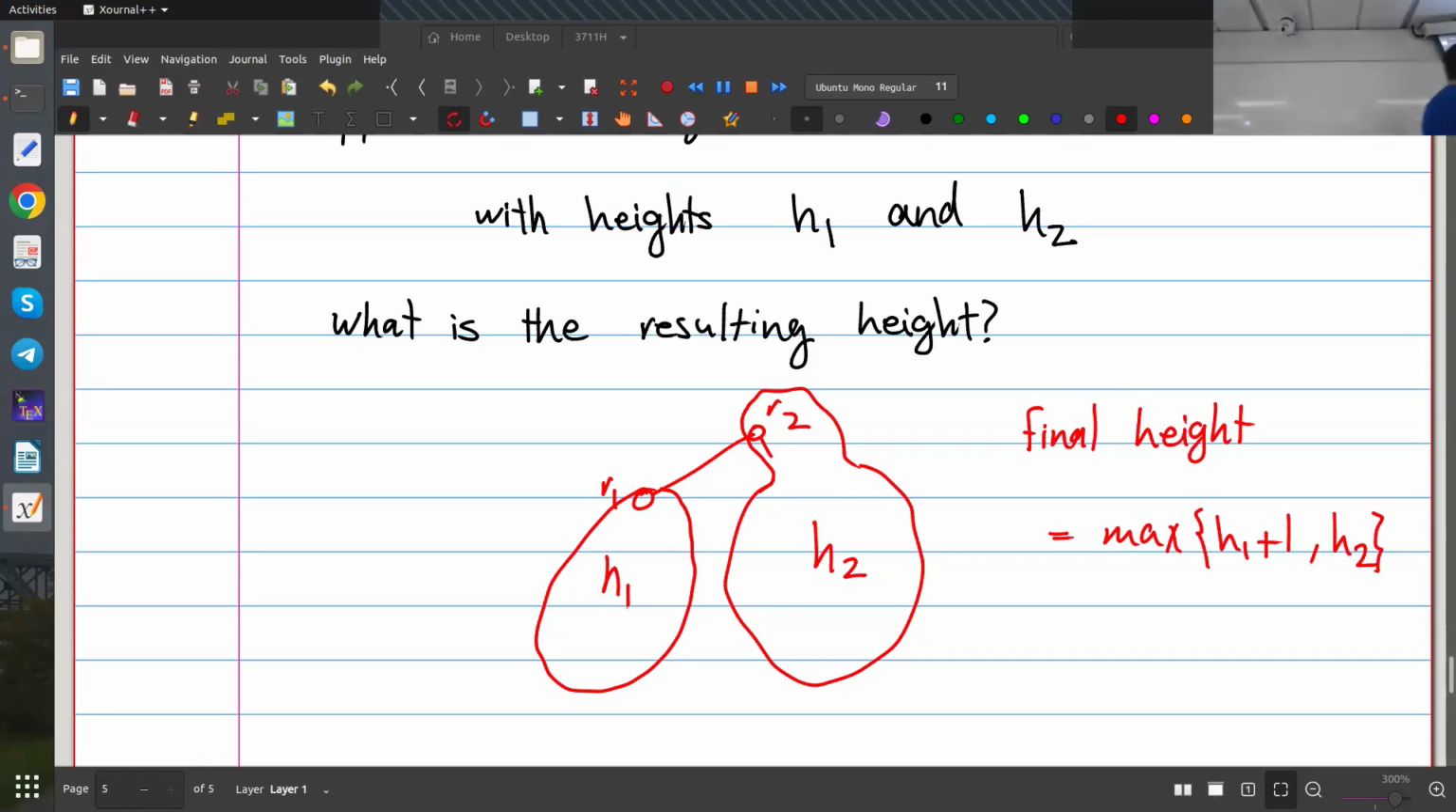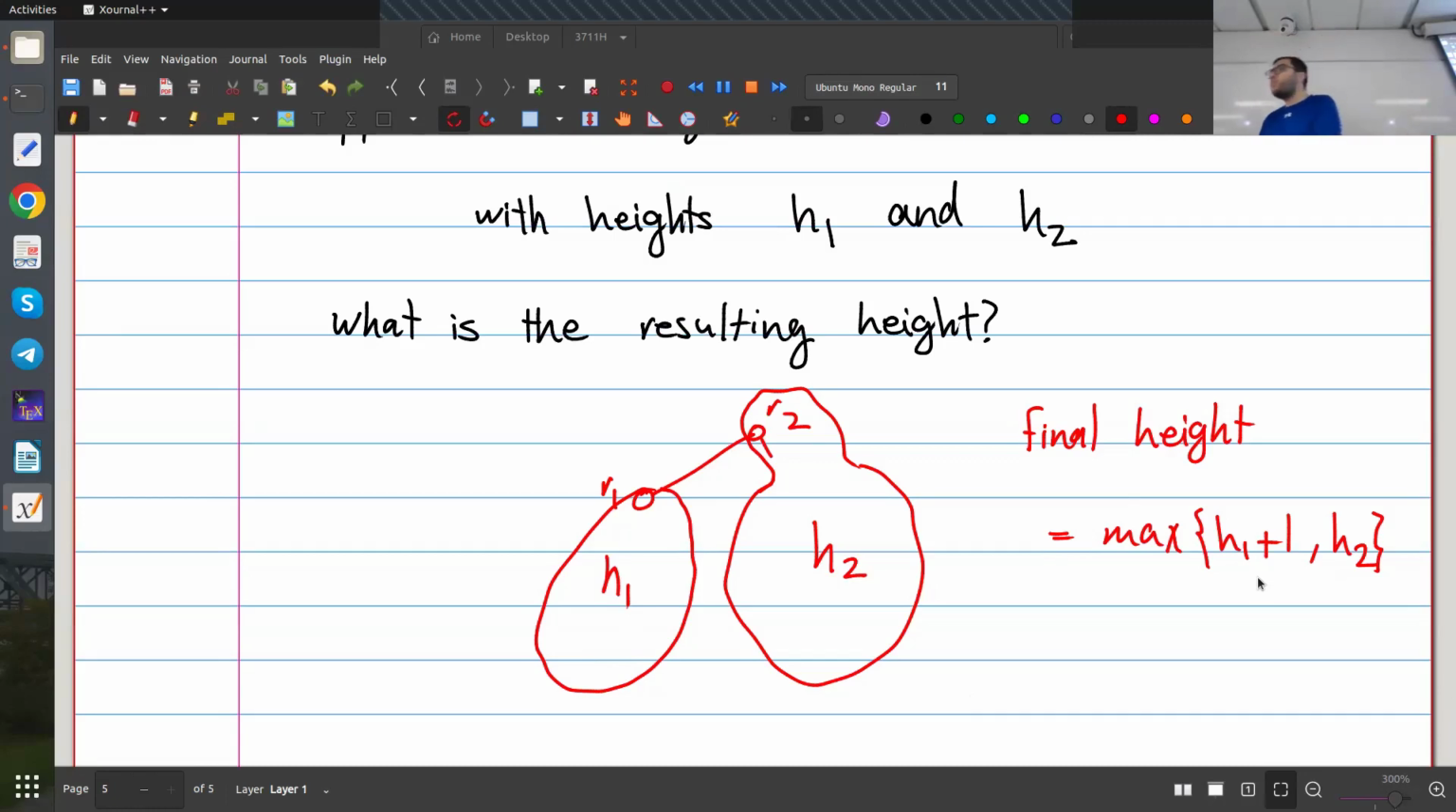Now, why is this? Because if I had a node that was in the second tree, in T2, its distance to the root did not change. If I had a node that was here, its distance to the root has increased by 1 because of this one edge. So my final height is just the maximum of H1 plus 1 and H2.